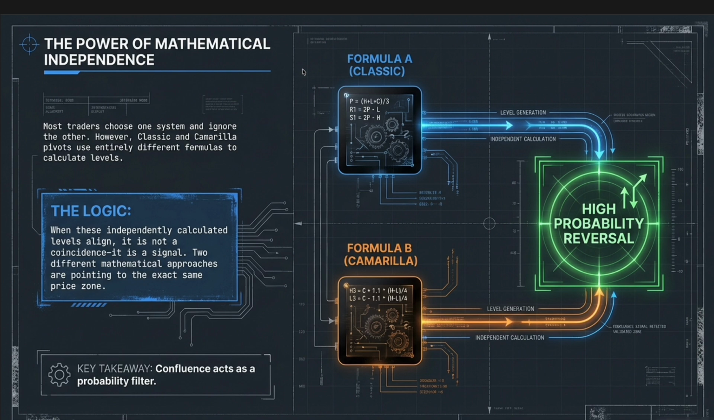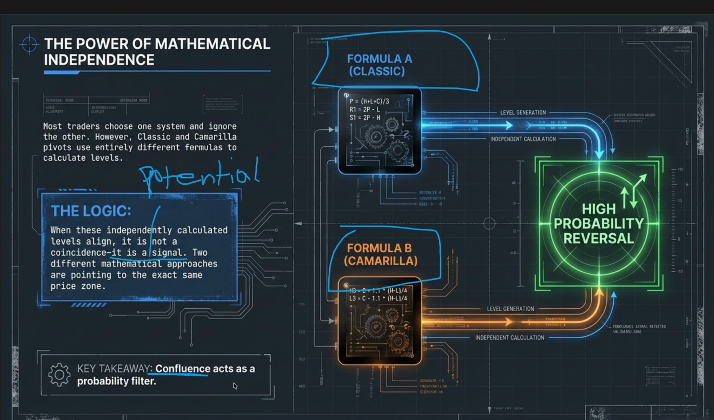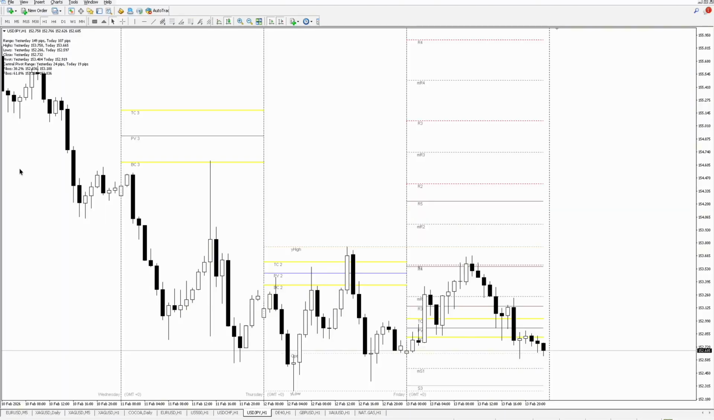Second thing is that these are two different calculations, so we have a different formula for classic pivot points and a different formula for Camarilla. Thanks to that, we have different levels. So we have levels from classic pivots and we have levels from Camarilla. And when these levels are close to each other, we have confluence. When we have confluence, that means that we have a potential signal that there might be some reversal taking place. Let's check quickly one or two examples.